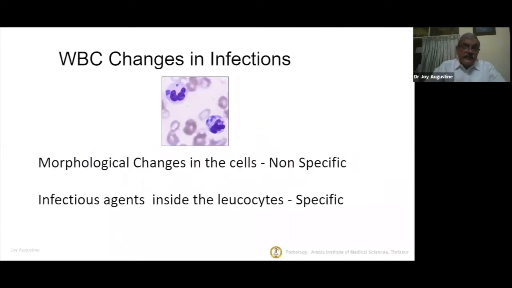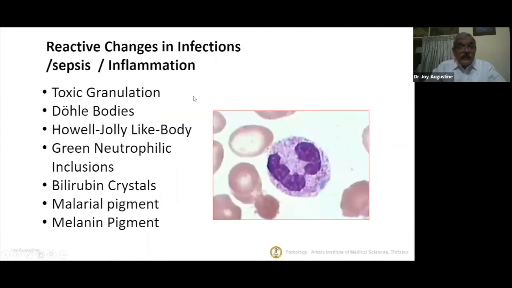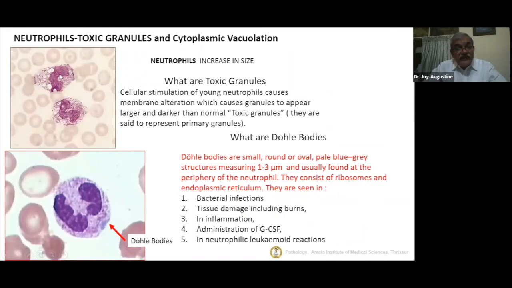Now, what are the changes in infections? Morphological changes in the cells are generally non-specific. But if you actually find the infectious agents inside the leukocytes, then it's specific. We don't have any differential diagnosis. Now, these are some changes you can see: toxic granulation, Döhle bodies, Döhle-like bodies, neutrophilic inclusions, bilirubin crystals, malarial pigment, melanin pigment. These are some of the things that you can see, but not very specific. Also vacuolation. Please do remember that toxic vacuolation can resemble vacuolation due to artifact.